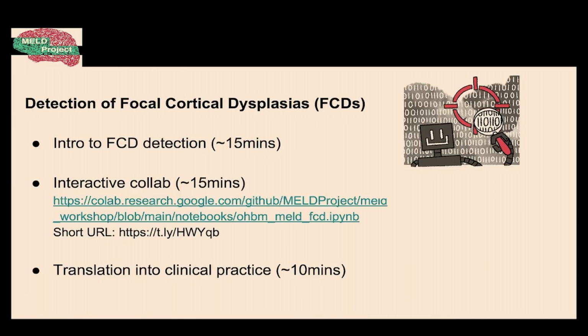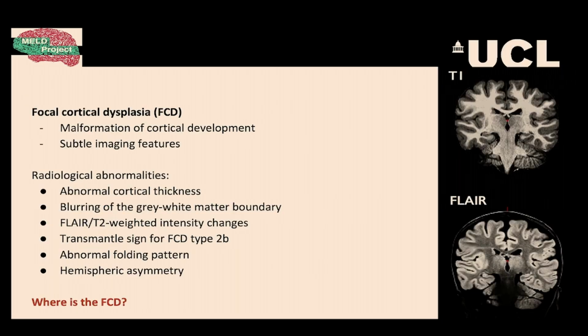So in the talk, I'm going to explain what focal cortical dysplasia detection is all about. There is then an interactive Colab notebook. So if you're planning to type along, the short URL is probably the easiest thing to type into your laptop, so I encourage you to do that. We'll be going through that together. And then at the end, talking about how we've been working to translate this clinically. So I'll just leave that on for another 10 seconds in case anyone wants to catch that URL, and then I'll move on.